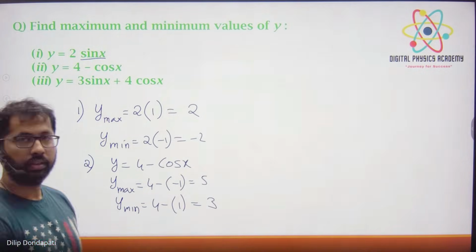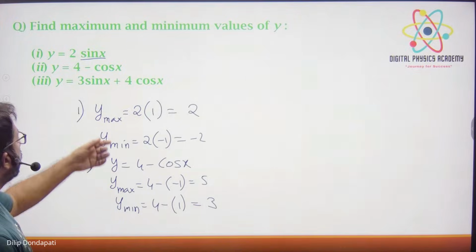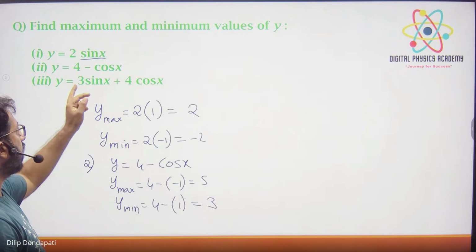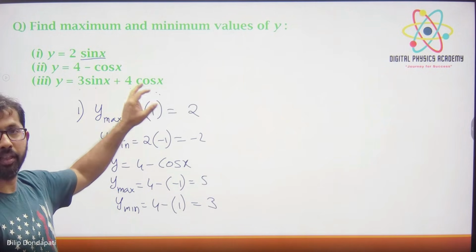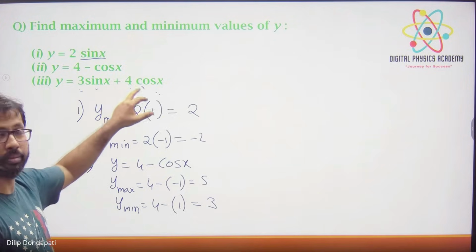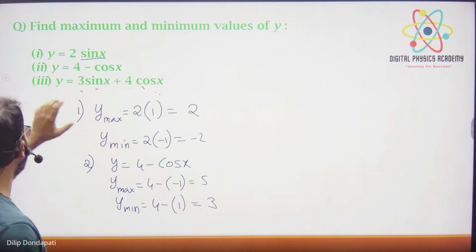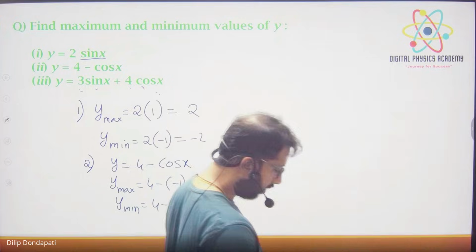How do I do the last one? Which format is it? A cos x plus B sin x, or A sin x plus B cos x. So whenever it is this format, I got it. How much is the answer? 5 and minus 5.